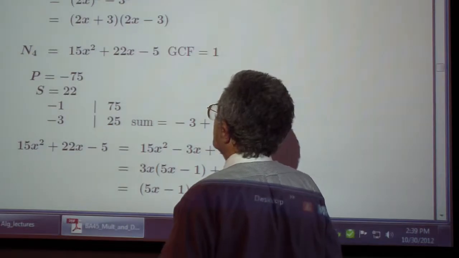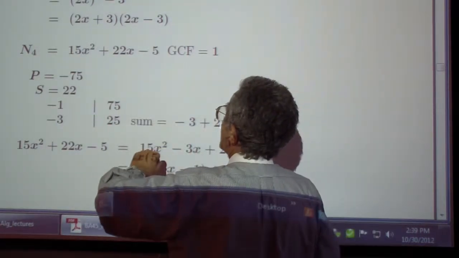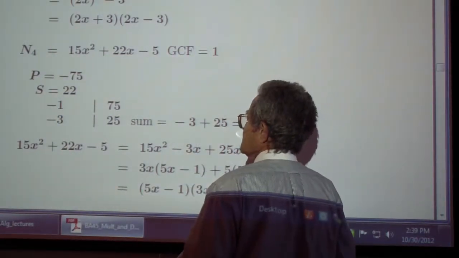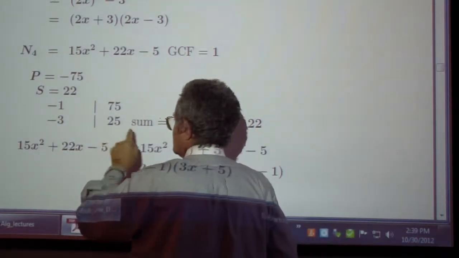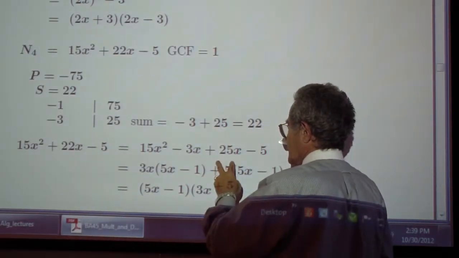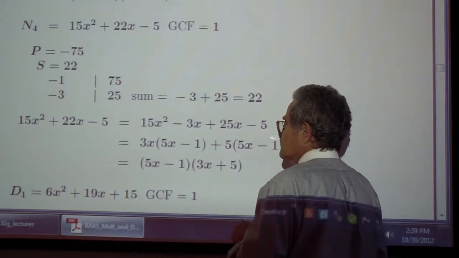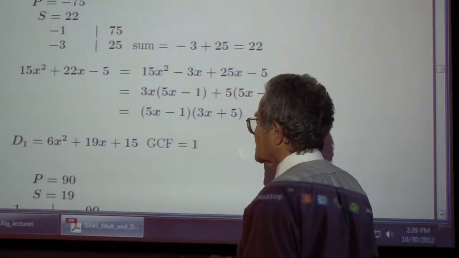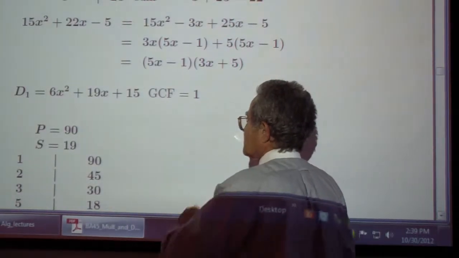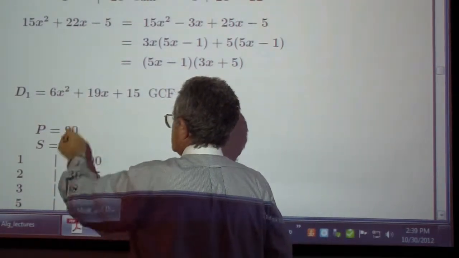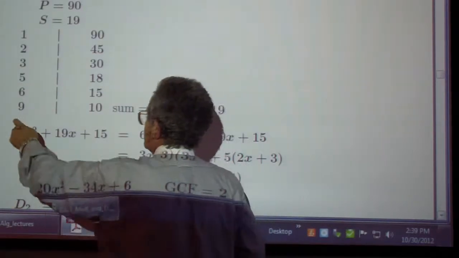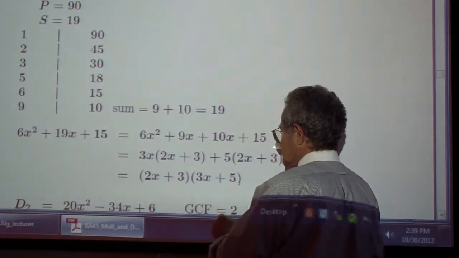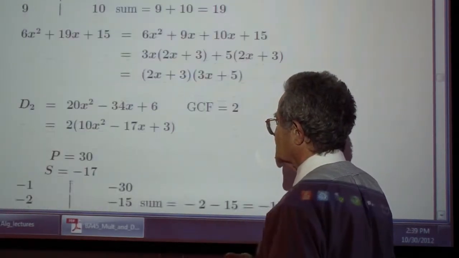Numerator 4. Greatest common factor is 1. Product, negative 75, sum positive 22. The magic numbers are negative 3 and 25. Negative 3x minus 25x, which eventually factors as 5x minus 1 and 3x plus 5. Denominator 1, greatest common factor 1. Product 16, sum 19. Magic numbers 9 and 10, 9x plus 10x. Factor 2x plus 3, you are left with 3x plus 5.